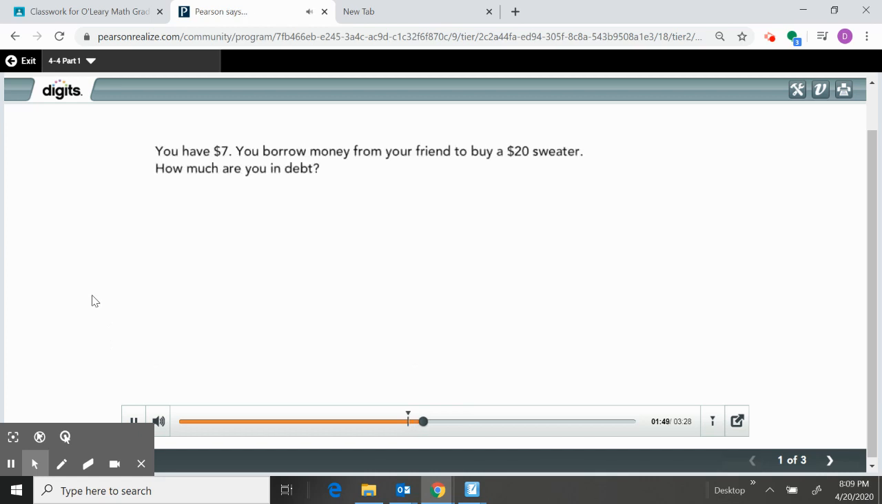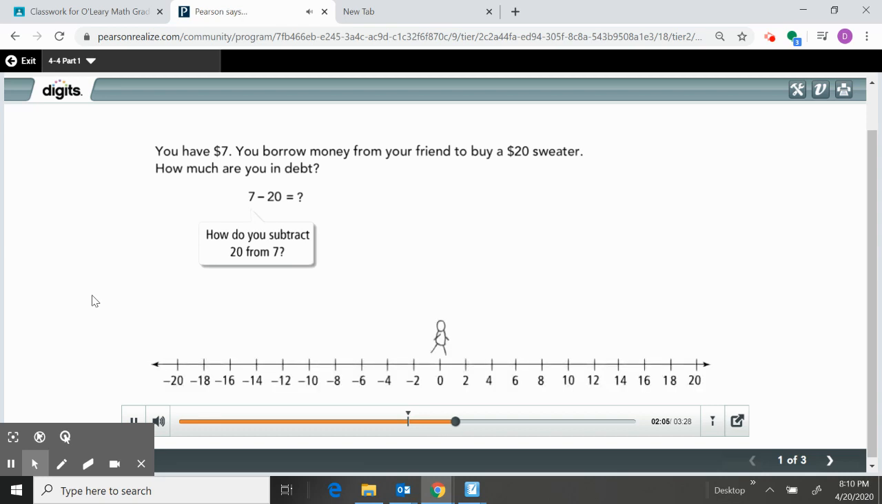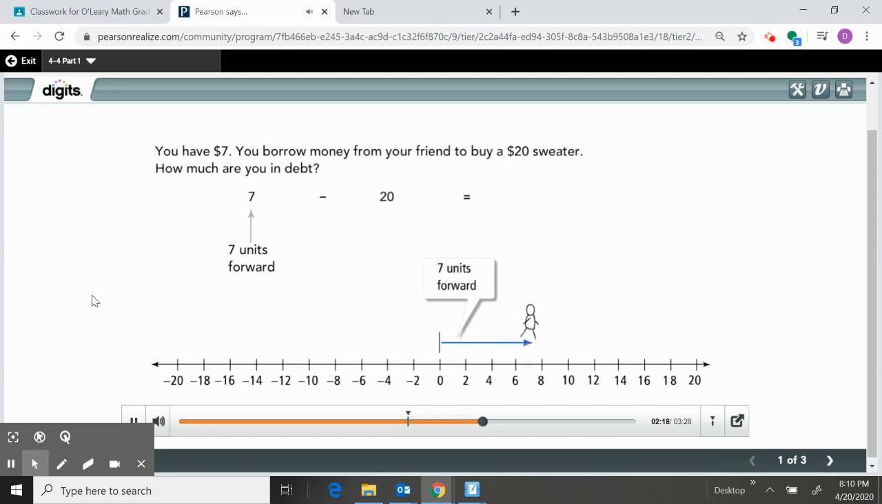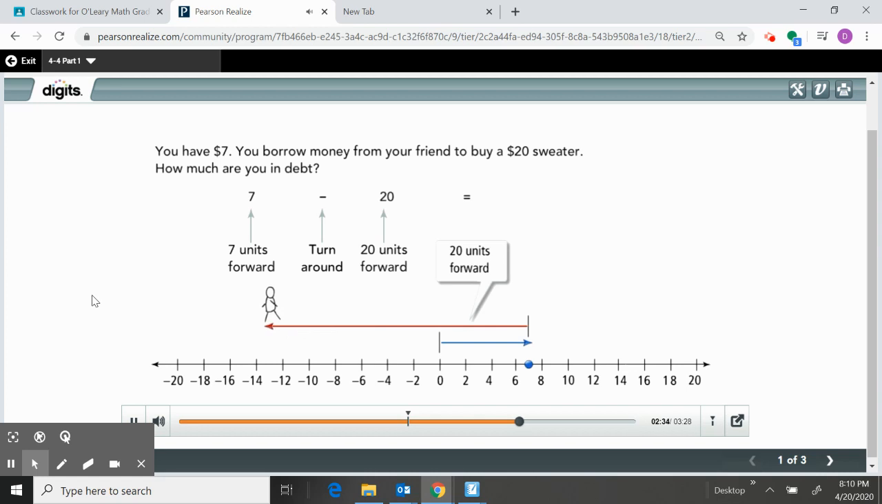You have $7. You borrow money from your friend to buy a $20 sweater. How much are you in debt? How do you subtract 20 from 7? You can show subtraction on a number line. Begin at 0, face the positive direction, and move forward 7 units. The subtraction sign tells you to turn around. The positive number 20 tells you to move forward 20 units.